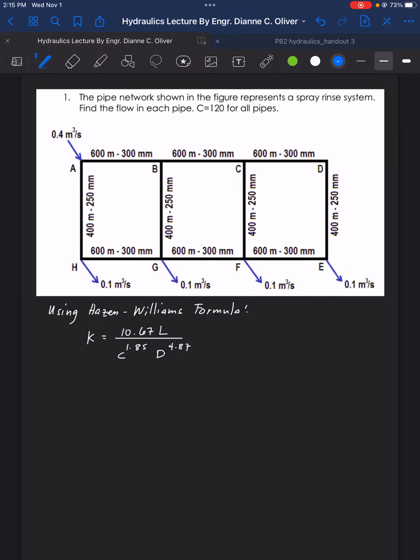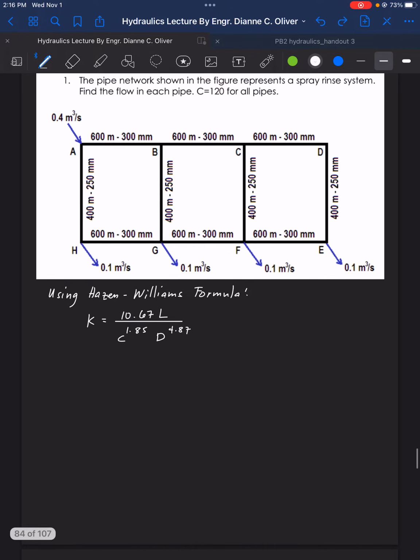Now for the K values, pipes AB, BC, CD, and GH, FG, and EF have the same K value because they have the same length and diameter of pipes. Whereas the pipes DE, CF, BG, and AH will have the same K values because they have the same length and diameter of pipes.